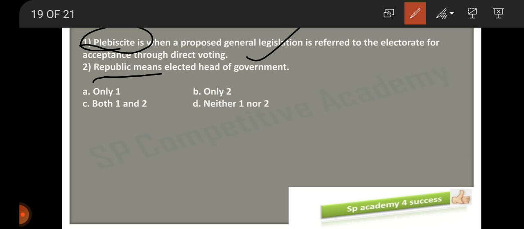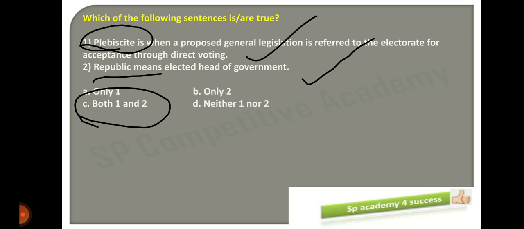Second statement, what is the meaning of republic? Electing the head of the government. Yes, the head will be elected. So here even the second statement is also right. So what is the answer here? Both 1 and 2 are right for this particular question. So C is the right answer for this question.